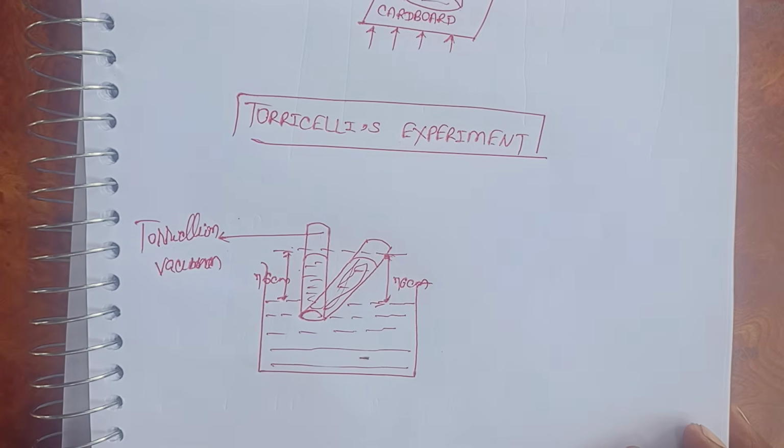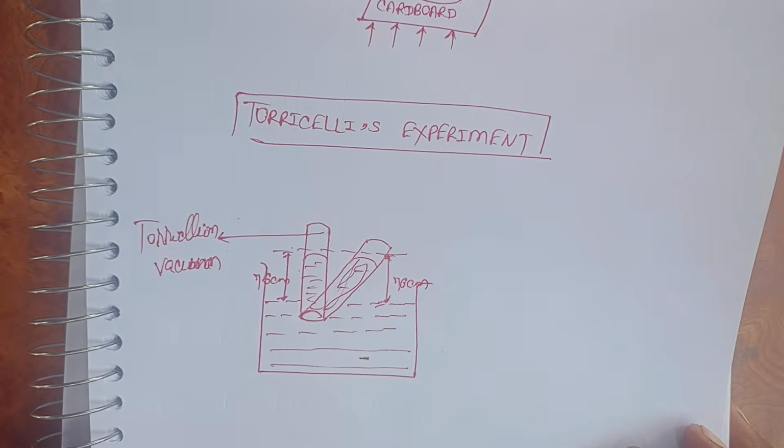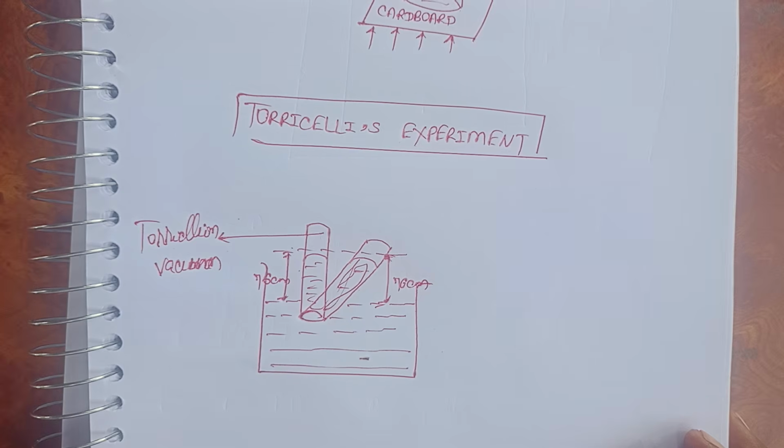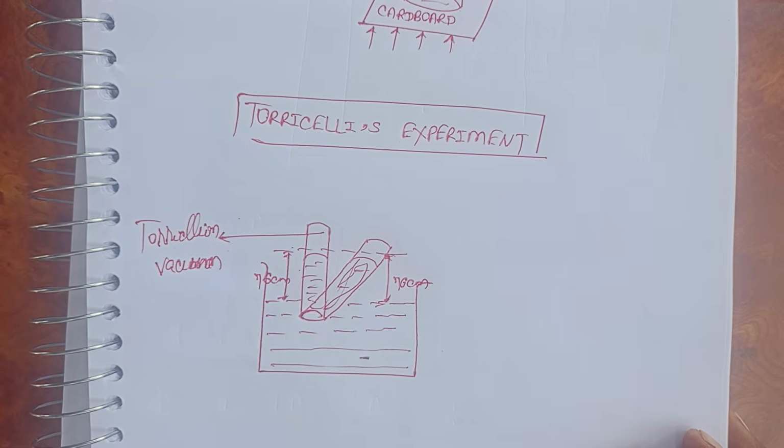Torricelli was the first to devise an experiment for measuring atmospheric pressure, which is described. Take a graduated hard glass tube 1 meter in length and of uniform cross section, closed at one end. Fill the whole tube with pure and dry mercury, taking care that no air or water droplet remains inside the tube. Close the open end of the tube tightly with your thumb and invert the tube.